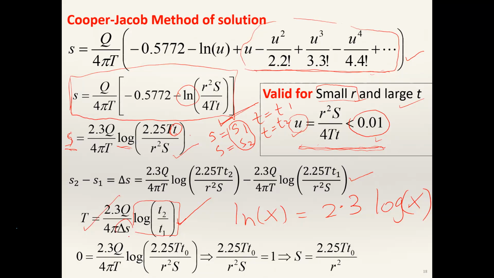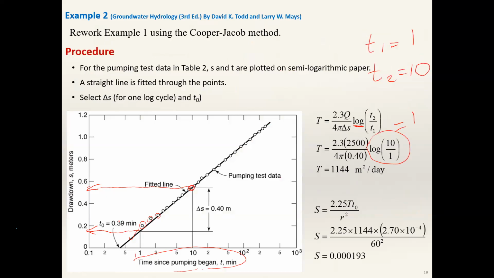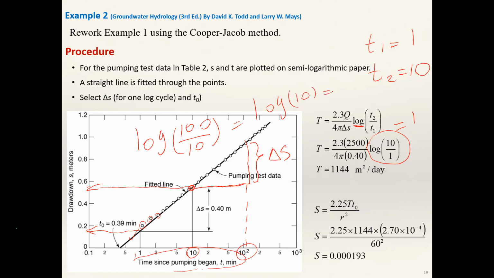You find out this delta S for a 1 log cycle. That log cycle can be 1 and 10, or it can be 10 and 100. 10 and 100 is also one log cycle, right? So in that case, you find it like this. 100 is here. So what is this delta S? Log 100 divided by 10 is equal to log 10. Again, it is equal to 1. That is why it is easy, right? So you do that so that you can find out the transmissivity.